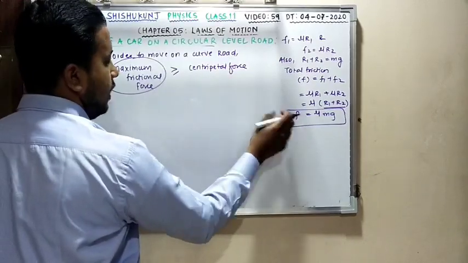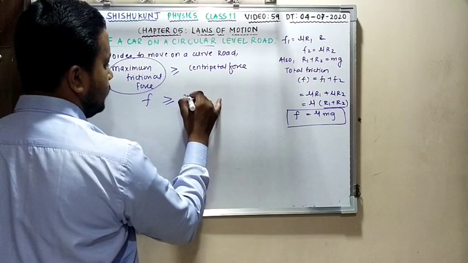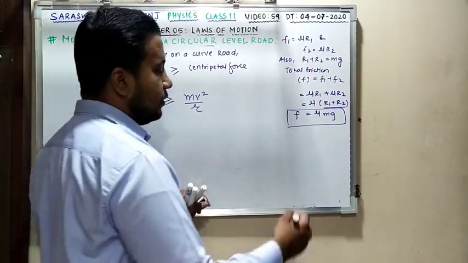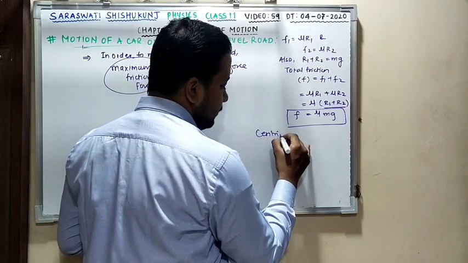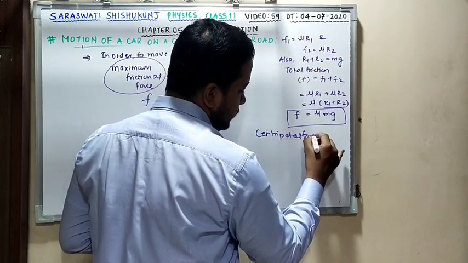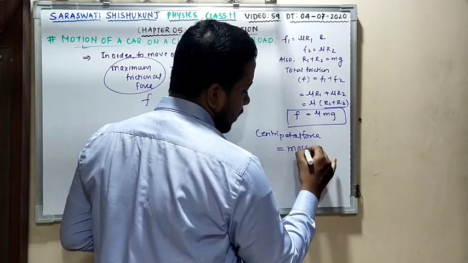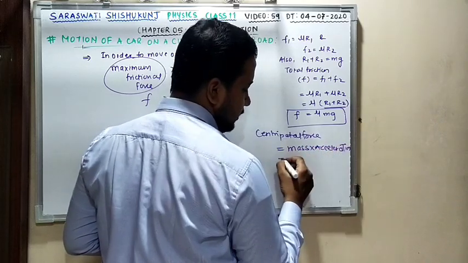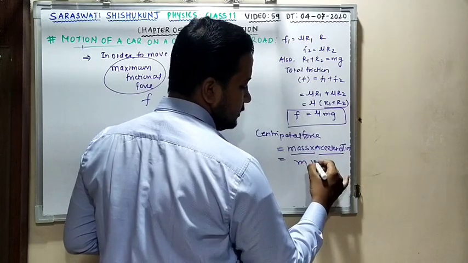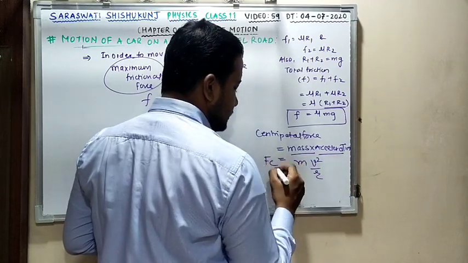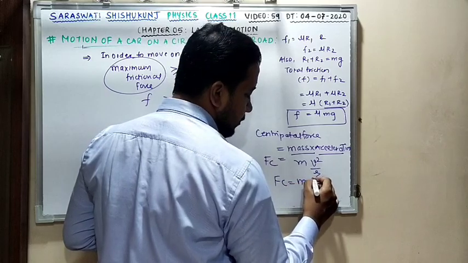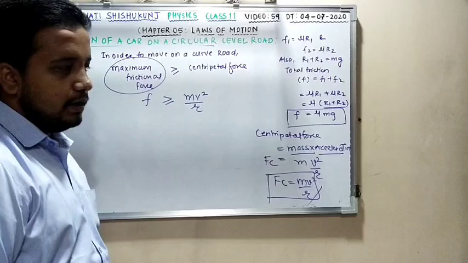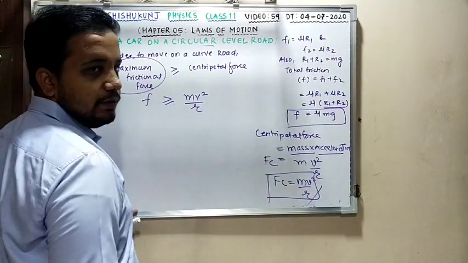Maximum frictional force F must be greater than or equal to the centripetal force, which is mv square by r. Centripetal force is mass into acceleration, and this acceleration is nothing but centripetal acceleration. So mass is m, centripetal acceleration is v square by r, and my centripetal force is mv square by r. Is this clear? So I get the equation F greater than mv square upon r.